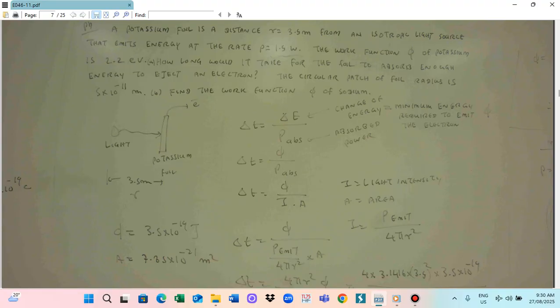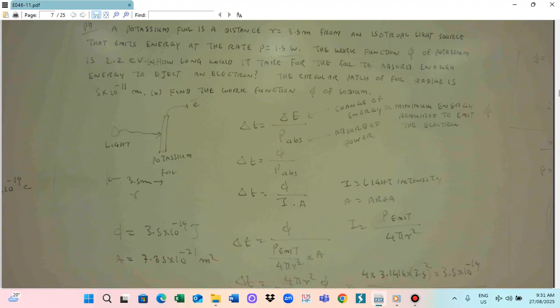Power is the intensity multiplied by the area. So the absorbed power is I multiplied by A, where I is the light intensity and A is the area. So I multiplied by A is the light intensity multiplied by the area.